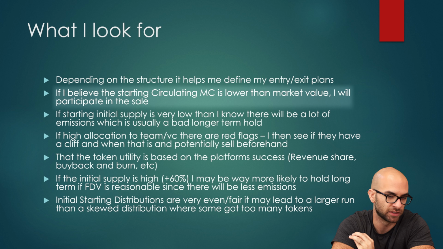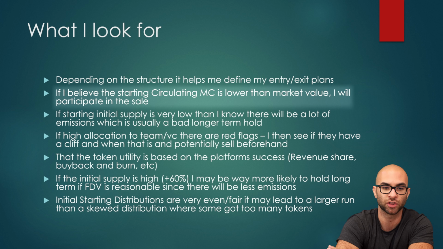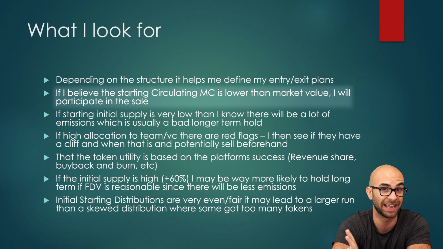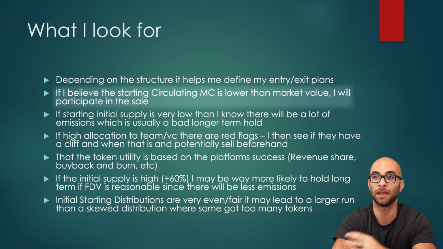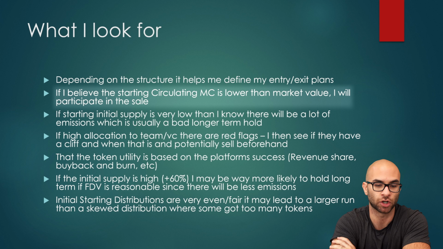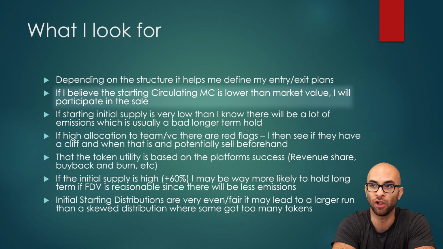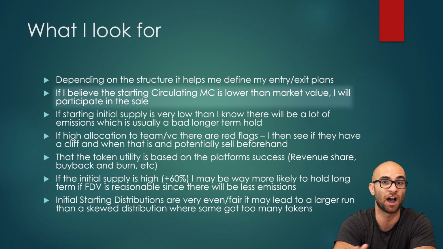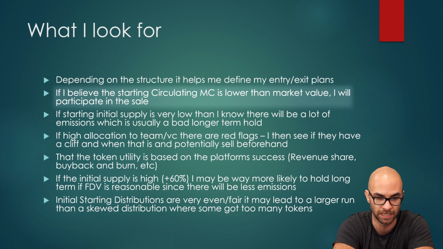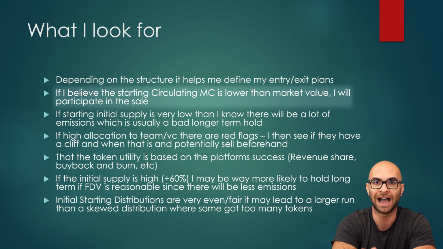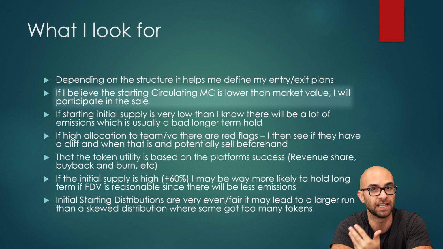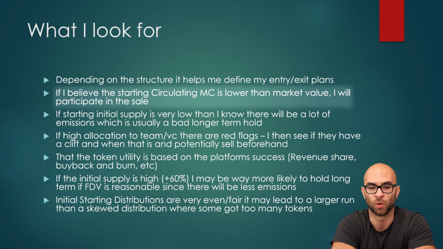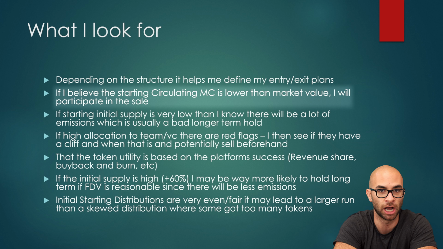If I believe that the starting circulating market cap is lower than the market value, I will participate in the sale. So for example, guys, if they price the token at a rate where the starting circulating market cap is, let's say, $10 million, and I compare that project to other similar projects in the space, and I notice that all these other projects have around a $40 million market cap, I can expect that there's a chance that this sale is actually going to do well and that I might be able to make a quick flip on it. The opposite is also true for these points I'm going to bring up, where if the starting market cap is high compared to other projects in the market, then I most likely wouldn't participate in the sale.